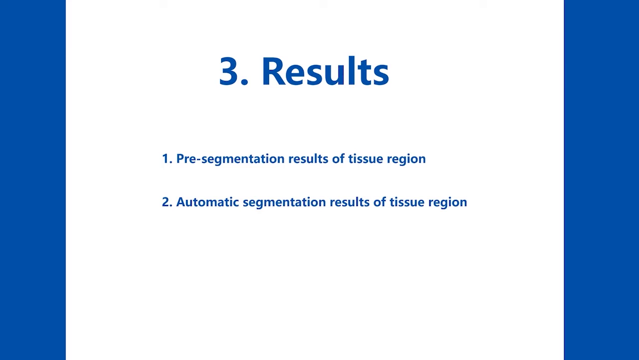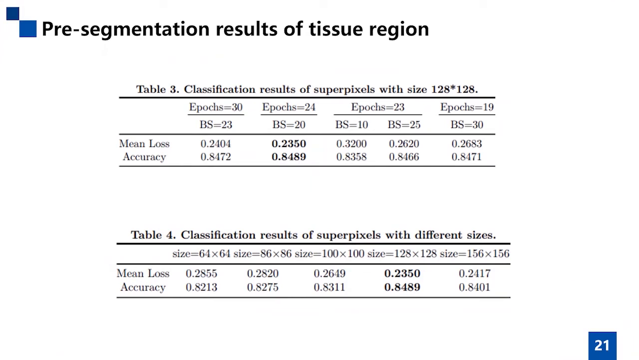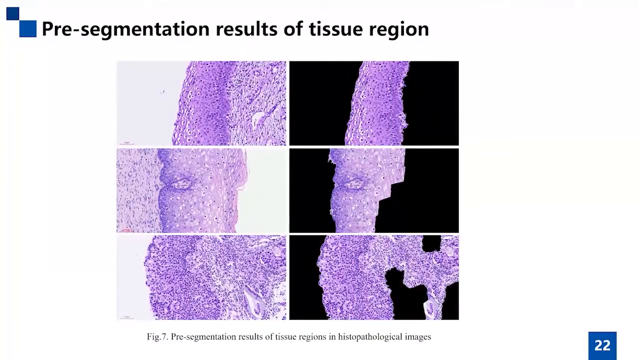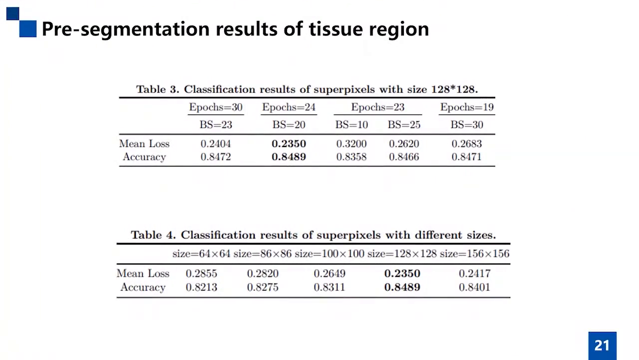The third part is the experimental results and the analysis. The classification of the superpixels is shown in Table 3, where epochs is the number of training runs and batch size is the batch size of each input data during training. It is clear that at epochs of 24 and batch size of 20, mean loss and accuracy are iterated to optimal, achieving 85% classification accuracy.